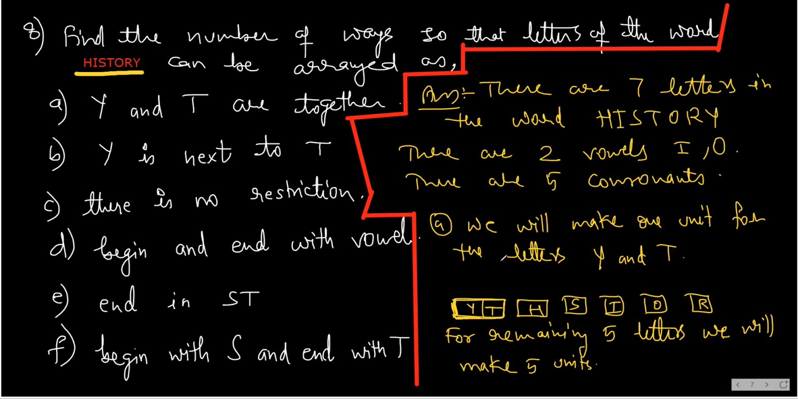But you should understand that they have said that y and t are together. That is, you can have yt, you can have ty. You understand? Even these two can be arranged amongst themselves, and that is in 2P2, 2 factorial ways.